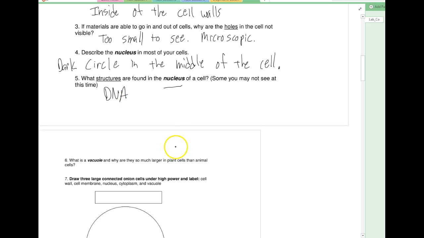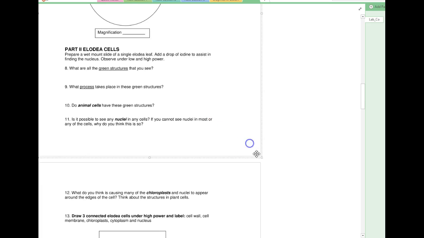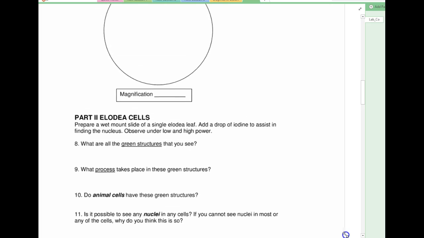DNA, right? It's wrapped around proteins, so it's actually in the form of something called chromatin. Chromosome is when it's about to divide and it coils up really thick.